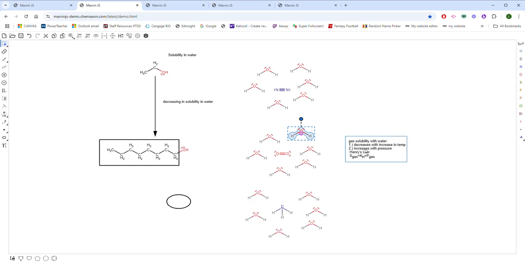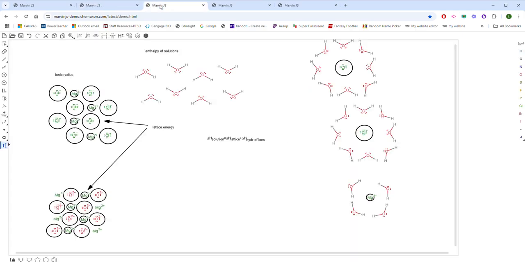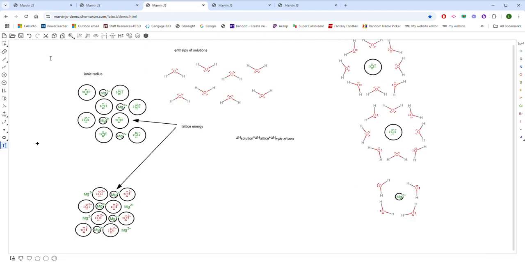Gas solubility also increases with pressure. This is called Henry's law, where the solubility of a gas is equal to its constant times the pressure of that gas. Moving right along, we discussed enthalpy of solution, where an ionic compound can be dissolved in water.